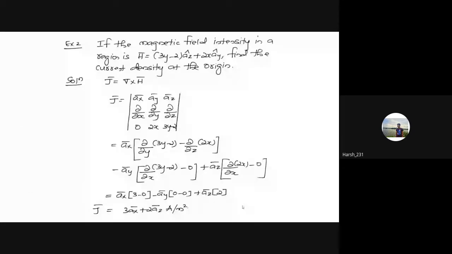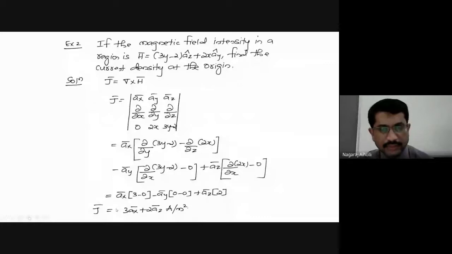Sir, the equation is 3ax bar plus 2az bar. Correct. 3ax bar plus 2az bar ampere per meter square.